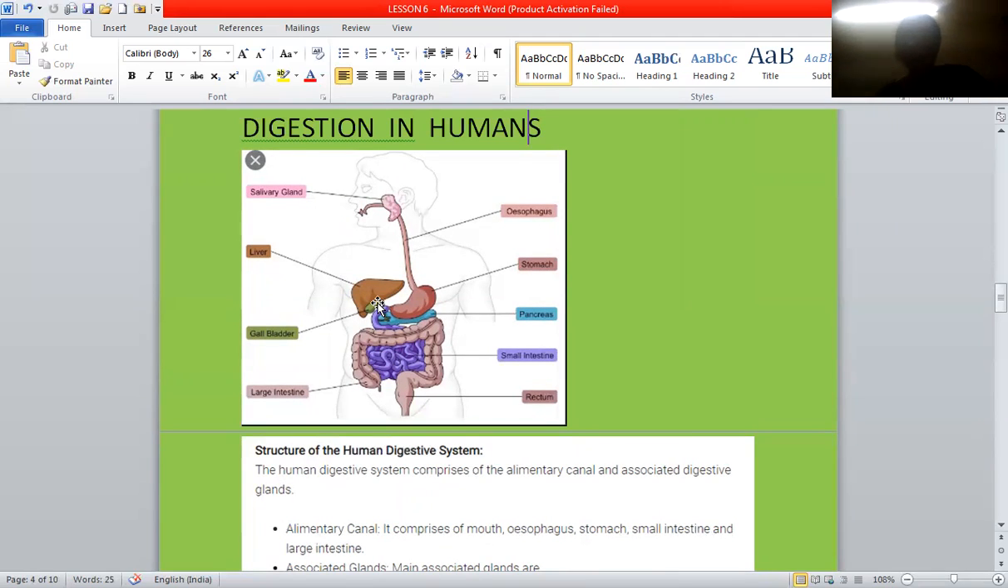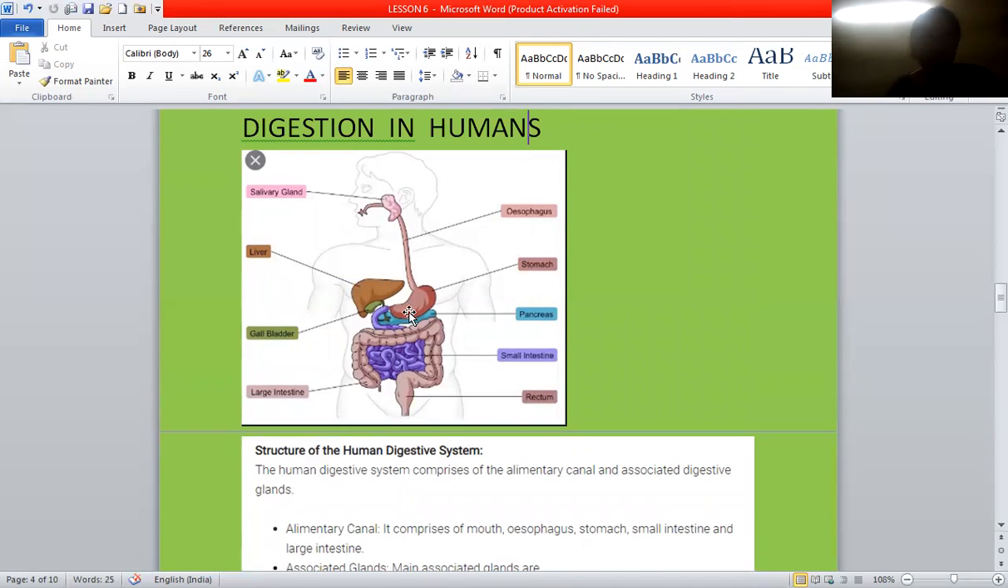It secretes bile juice which helps in the digestion of fat. The bile juice is stored in a sac located near the liver called the gallbladder. See, this is the sac where bile juice is stored, and this sac is known as gallbladder. Whenever the food enters the small intestine, the gallbladder releases bile into it through the bile duct.